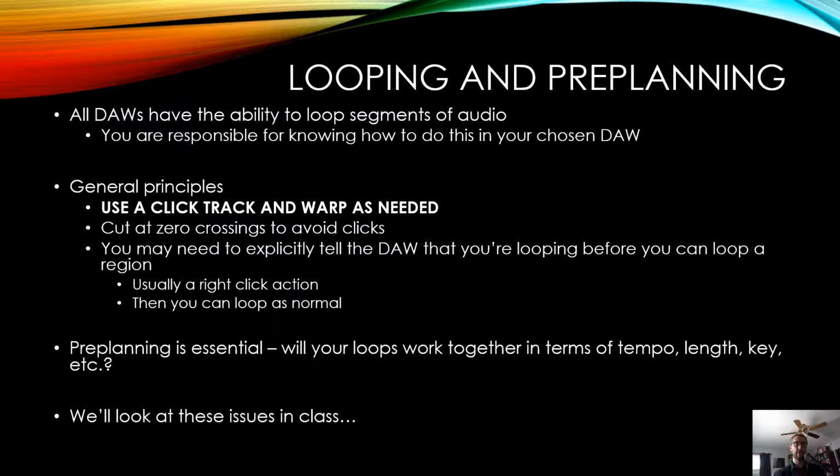First things first, use a click track when you're recording. Then, warp and move the transients to start on beat as needed. Make sure you start on beat and that you end on beat. Next, make your cuts at zero crossings to avoid clicks. You do not want clicks.